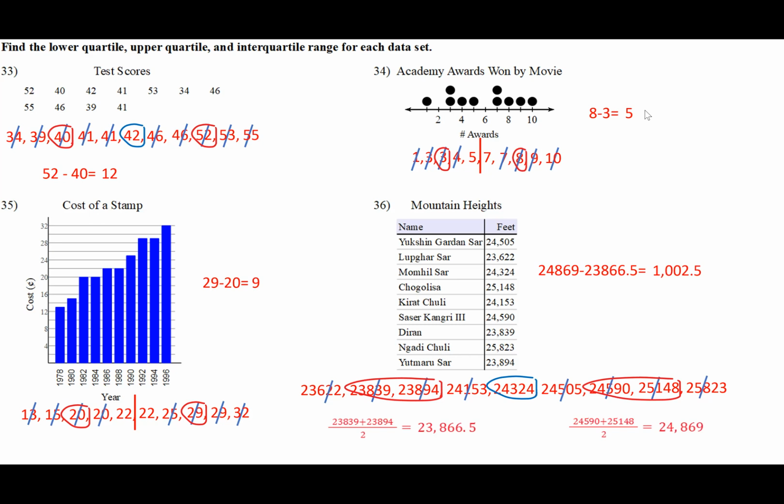So again, find the median, because that separates your list, right? First, you list them from small to large. Find the median, separates the list into 2 halves. At the bottom half, find the number in the middle. That's your lower quartile. In the upper half, find a number in the middle. That's your upper quartile. For your interquartile range, subtract those 2 quartiles.